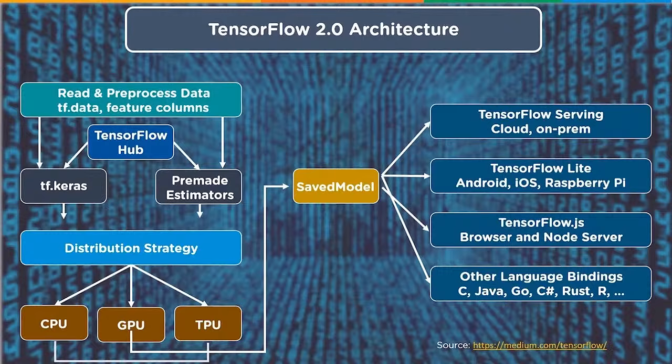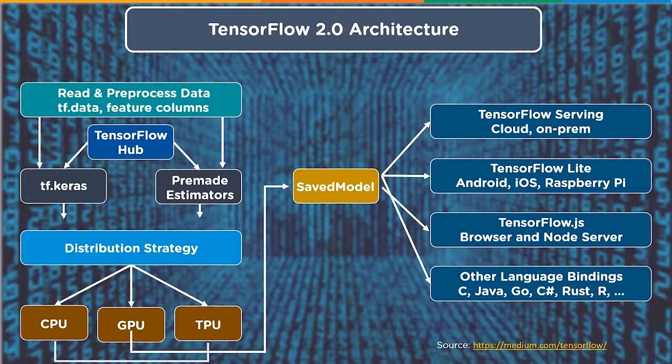You have TensorFlow JS, which is for browser and Node server. So you can get that out on the browser for some simple computations that don't require a lot of heavy lifting, but you want to distribute to a lot of endpoints. And now they also have other language bindings. So you can now create your TensorFlow backend, save it, and have it accessed from C, Java, Go, C#, Rust, R, or from whatever package you're working on. So we kind of have an overview of the architecture and what's going on behind the scenes, and in this case, what's going on as far as distributing it.